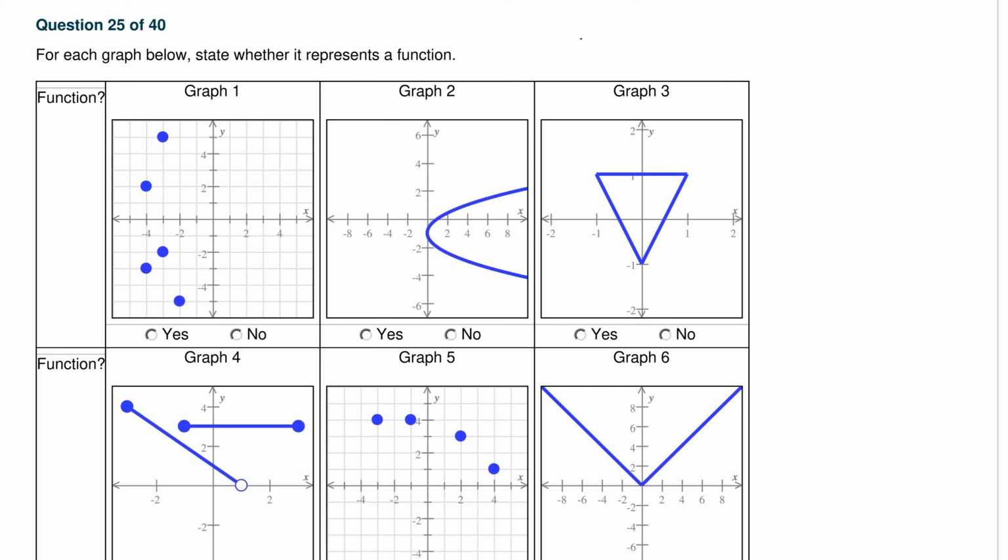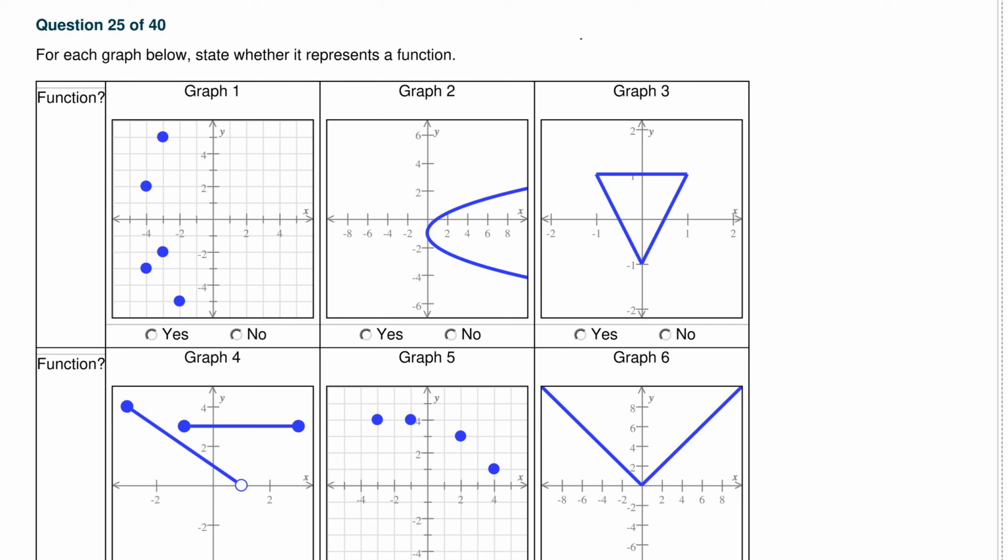As we learned in class, a set of points or any graph is a function if every single x value has a corresponding y value. None of the x should be repeated. Based on the type of problem, they give you all graphs, so we're going to use the vertical line test.